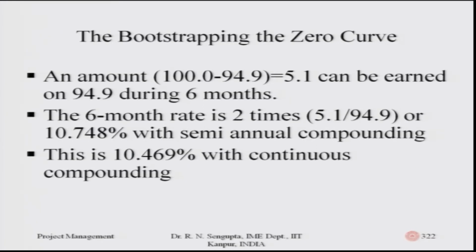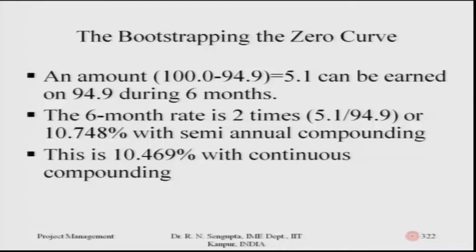If it is semi-annual compounding, you have to find the continuous compounding rate using the formula which we discussed in the last class. I have just mentioned that slide. If somebody is interested, they can check any basic finance book to understand how these calculations are done. Based on 10.748, which is the semi-annual compounding rate, we find the continuous compounding rate is 10.469 percent.